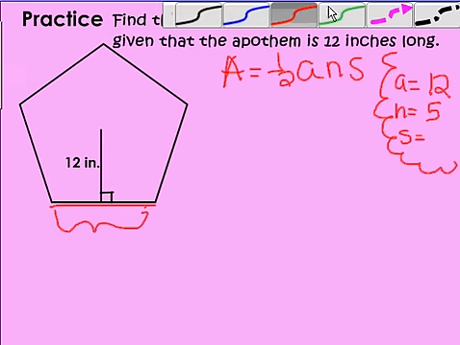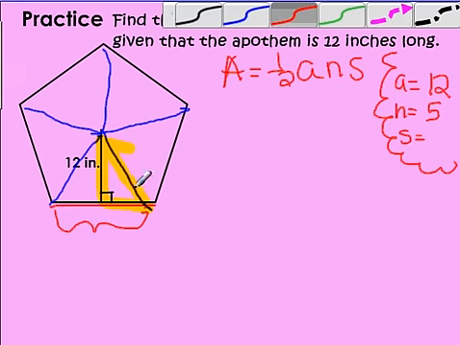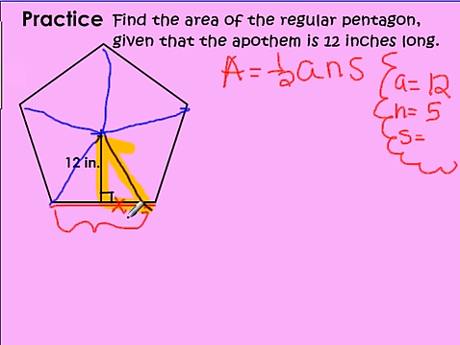Now, if we go ahead and draw in our radii like before, we might notice that we have a right triangle over here. And if I was able to find out this side length of our right triangle, I would be able to find out the side length of our pentagon, because the side length of our right triangle is half as much as our pentagon's side length. In order to do that, I would need to know an angle measure.